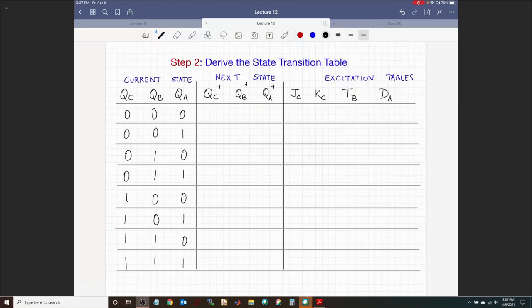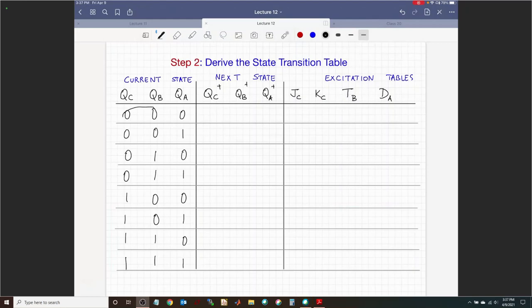And the homework asks us only to use T flip-flops. Yeah, that's it. Only T flip-flops for the homework. All right, so that's your current state. Now, to talk about the next state, we need to go back and take a look at what you guys did. So how about the first one?